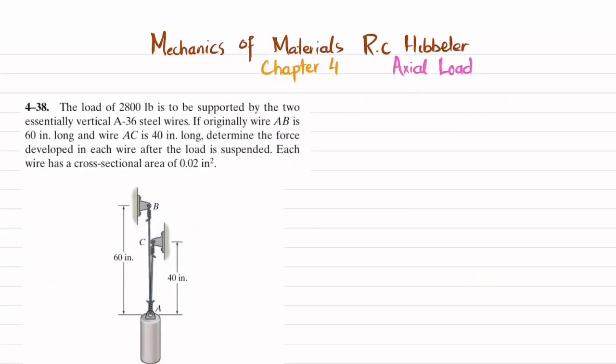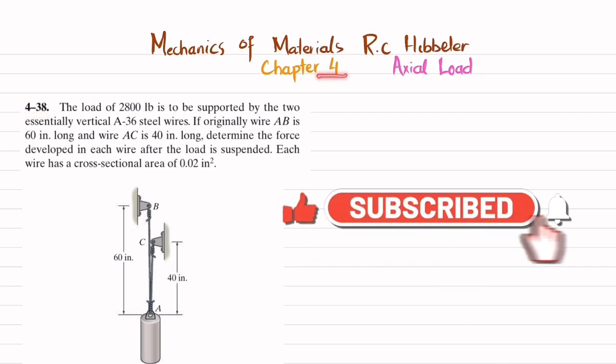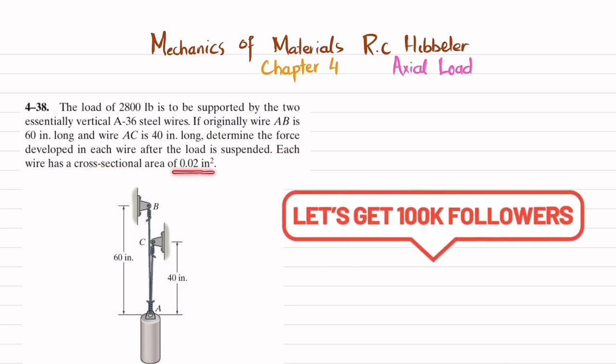Welcome back. In this video, we are going to solve problem 4-38 that is taken from chapter number 4, Axial Load, and the book name is Mechanics of Materials by R.C. Hibbeler. So the statement is: the load of 2800 pounds is to be supported by two essentially vertical A36 steel wires. If originally wire AB is 60 inches long and wire AC is 40 inches long, determine the force developed in each wire after the load is suspended. Each wire has a cross-sectional area of 0.02 square inch.